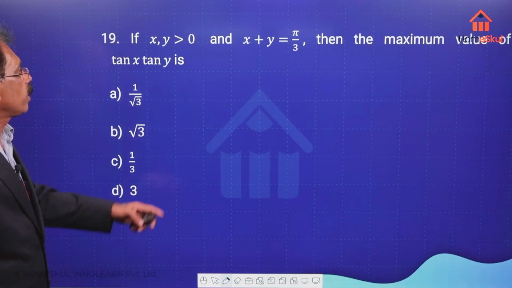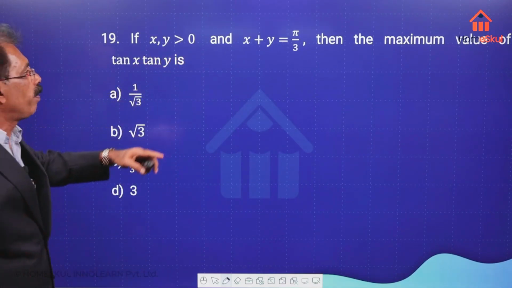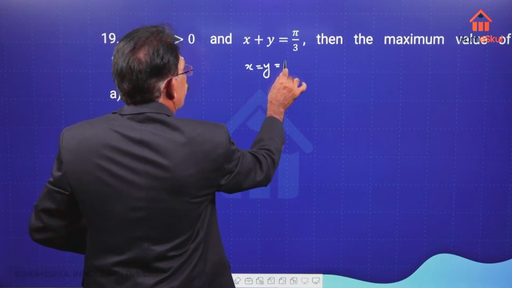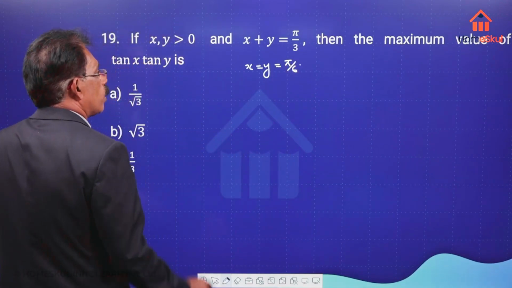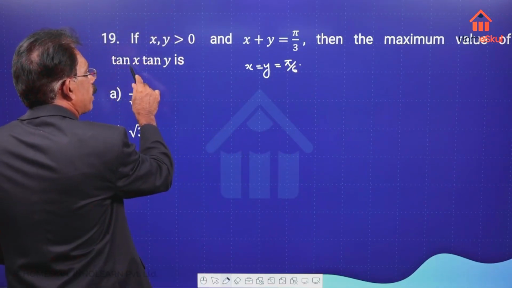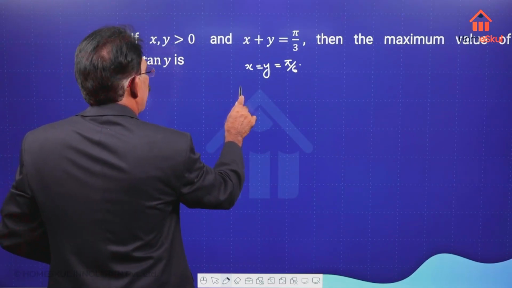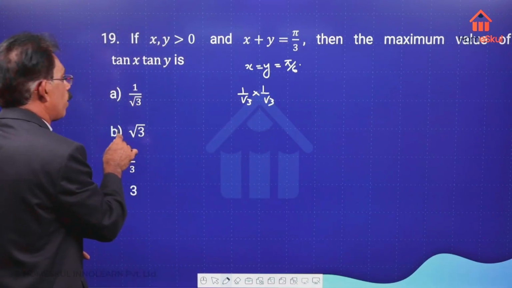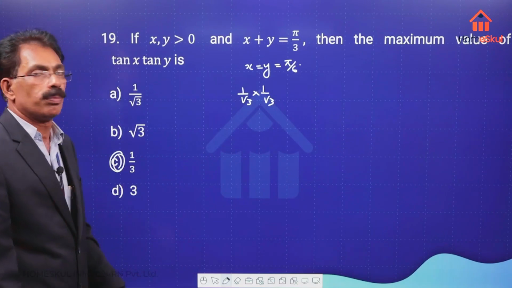This is a good question, sir. X and y greater than 0, x plus y is equal to pi by 4, then the maximum value. The maximum means x equal to y equal to pi by 8. So tan pi by 8 into tan pi by 8. Tan pi by 6 is equal to 1 by root 3. 1 by root 3 into 1 by root 3. That value is equal to what? 1 by 3 here. This is the answer.